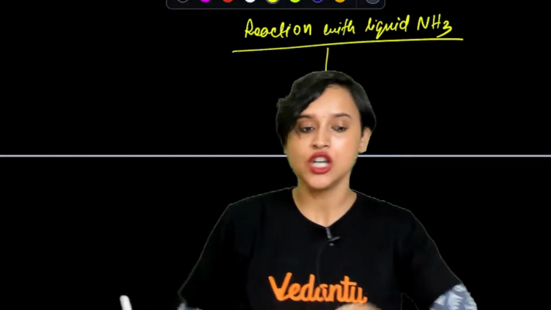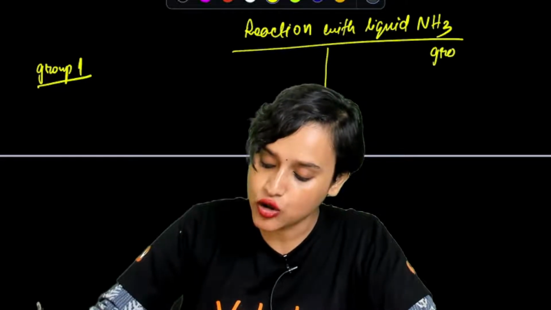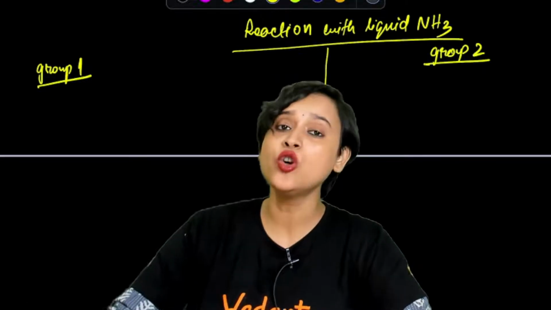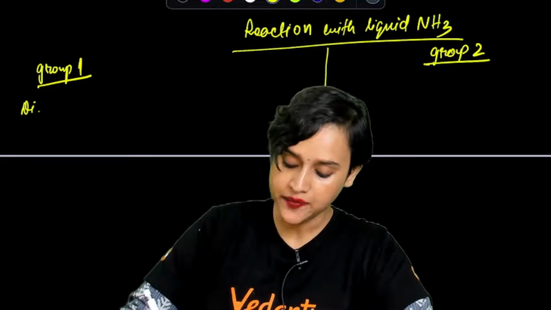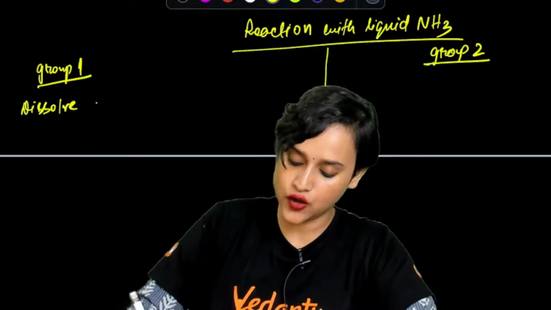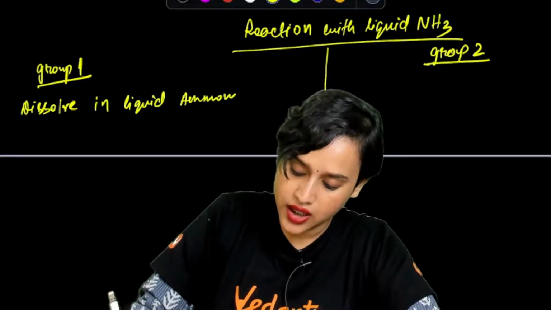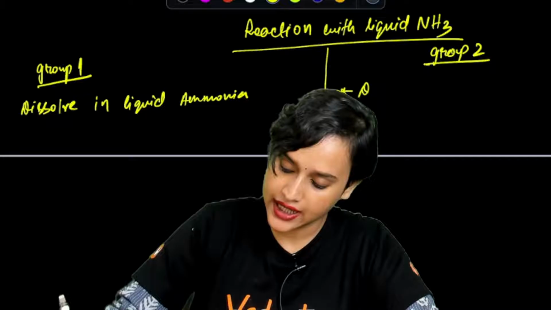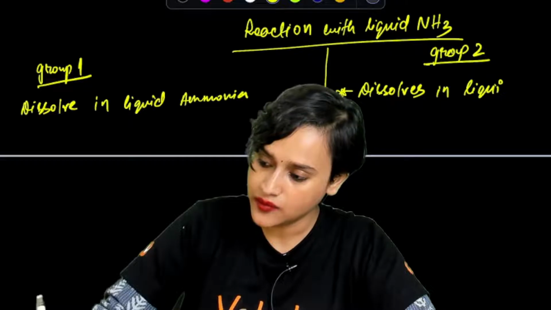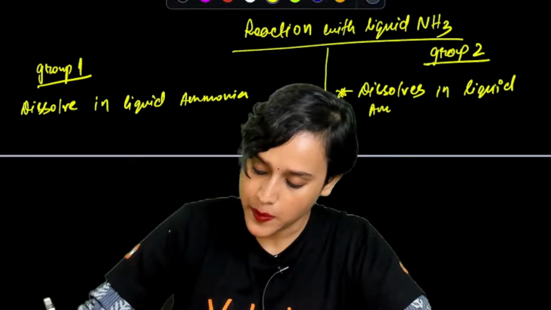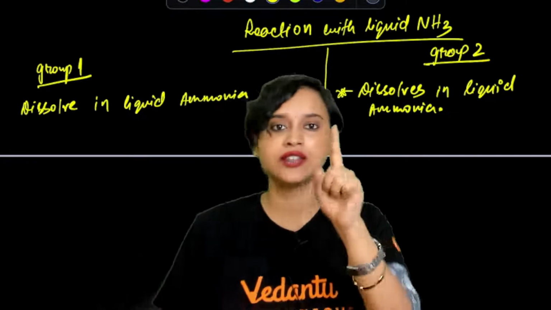So what happens is both group 1 and group 2 dissolve in liquid ammonia. Once they dissolve in liquid ammonia, here also we can write that this also dissolves in liquid ammonia. But here they show color, and this is where the important part starts.